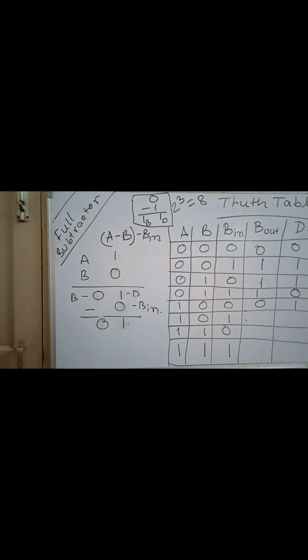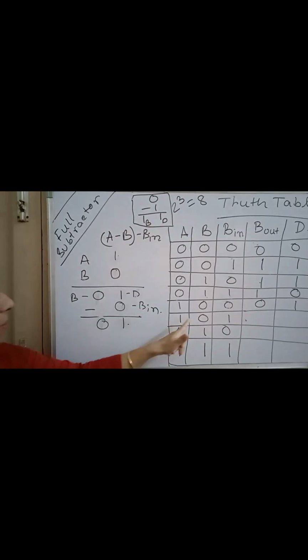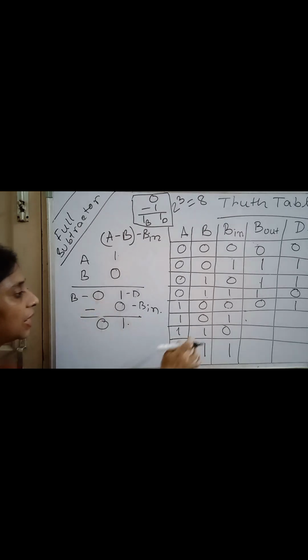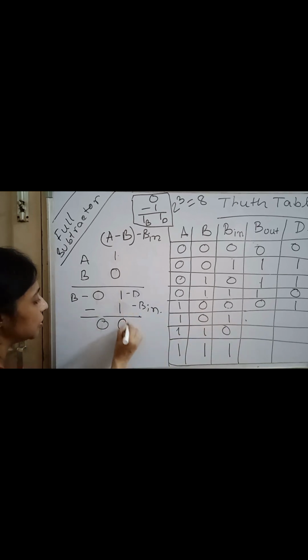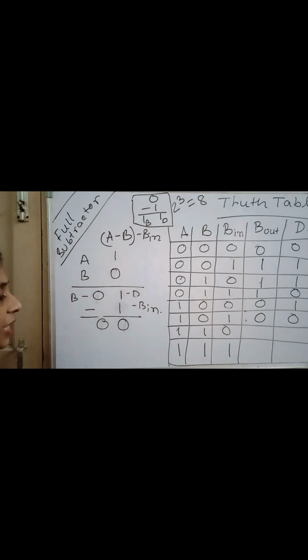The next combination is 1, 0, 1. Right? So 1 minus 0. This is difference 1, borrow 0. Now minus 1. Here B in is 1. Minus 1. So 1 minus 1 is 0. So this is difference 0, borrow 0.